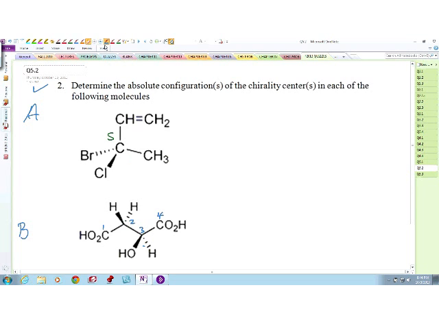Now let us assign. First thing I need to do is what? You need to assign priority. Before I assign priority, what do I do? Make it into a Fischer projection, exactly. Give a Fischer representation of this carbon right here. Now, I want to position myself so I see these 2 groups coming at me. Do whatever you can to position yourself to see those 2 groups coming at you.